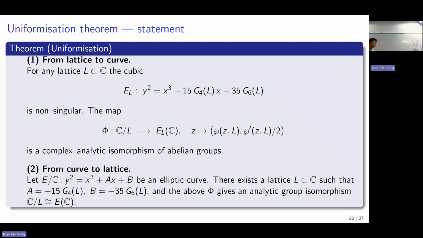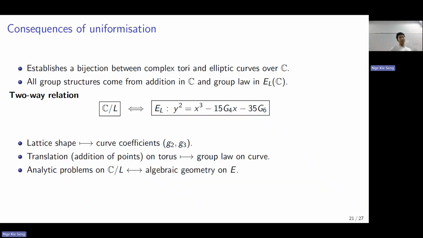We call that the uniformization theorem, which means that using this Weierstrass P function, we can take points from the upper half plane, use them to define a lattice, and use the lattice to define an equivalence class for the elliptic curve. This is called the uniformization theorem. The consequence of the uniformization theorem is that there is a bijection between the complex torus and the equivalence classes of elliptic curves.